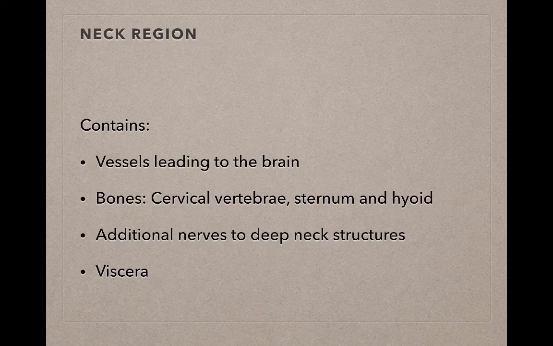There are bones. We've talked about some already, specifically the cervical vertebra. We've mentioned the sternum, and then one additional one, the hyoid bone. There are several nerves that travel through the neck region that innervate the deep structures of the neck and the viscera of the neck. And that's the final piece of the neck region, the viscera. And when we're talking about the viscera, what we're referring to here are the glands and the organs that travel in this area.